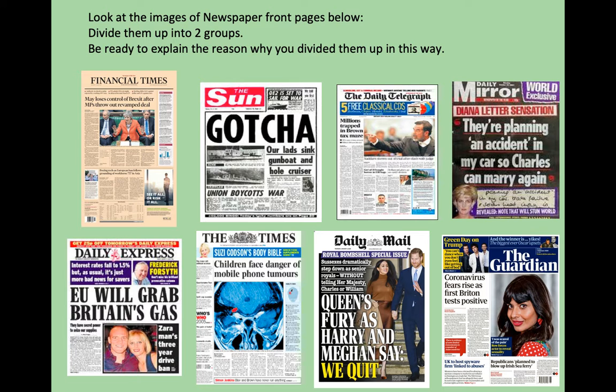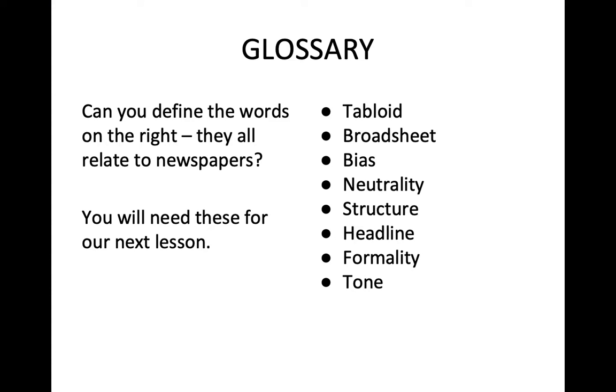Finally, last task, it's not a big one, but it's just to prepare for our next lesson. We need to understand what these terms are, and we're going to start our lesson next time by going through some of these answers. The terms are tabloid, broadsheet, bias, neutrality, structure, and what do I mean by structure? Sometimes layout is also used, headline, formality, and tone.